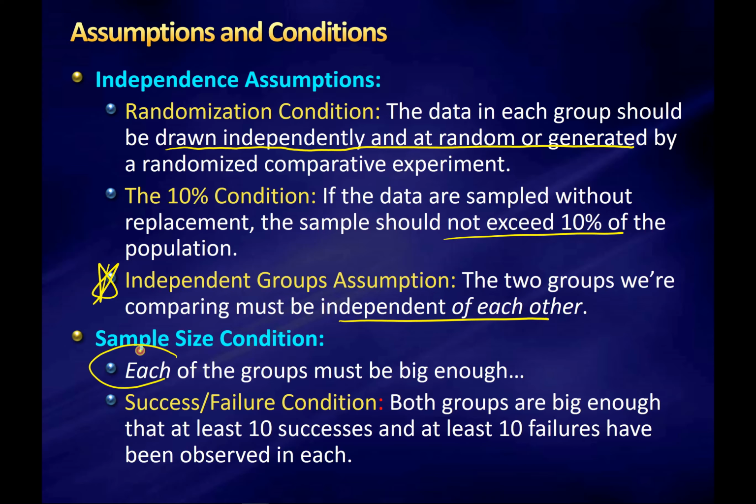But then we also had to check that each of the groups were going to be big enough in their respective populations, both bigger than 10 successes and 10 failures.